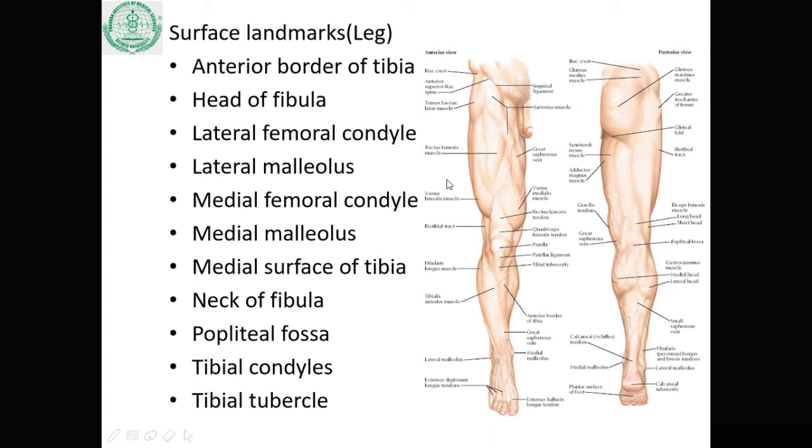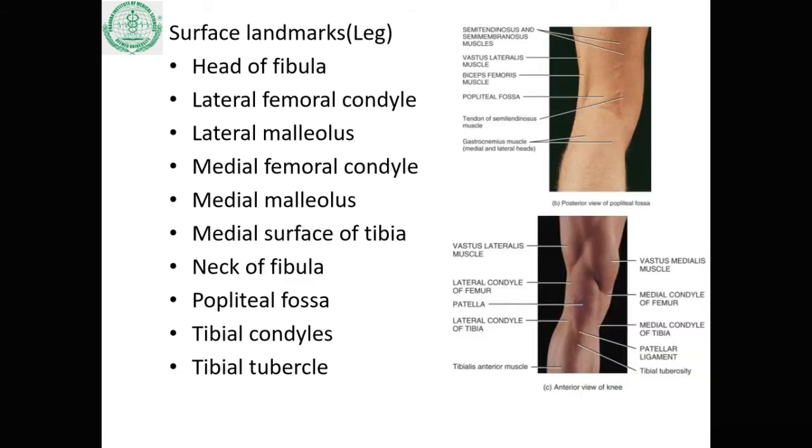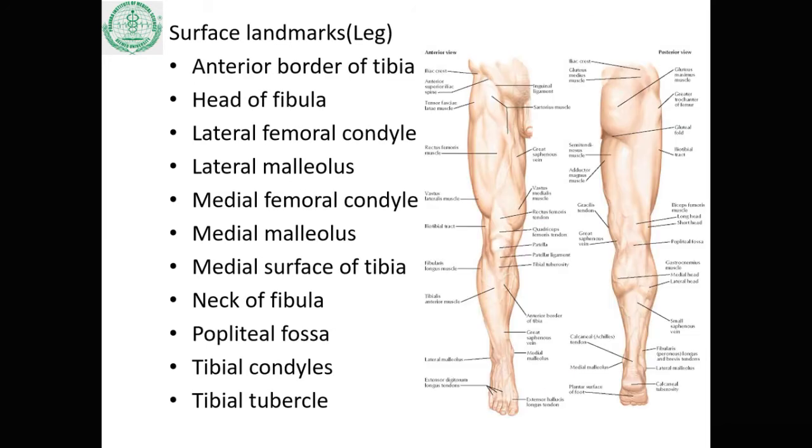Now the surface landmarks of the leg. Here you can see the patella, then this is the tibial tuberosity, this will be the anterior border of the tibia. Then here lies your lateral femoral condyle, medial femoral condyle. Then on the posterolateral aspect of the leg, lying vertically below the lateral condyle of the femur, here there lies the head of the fibula.